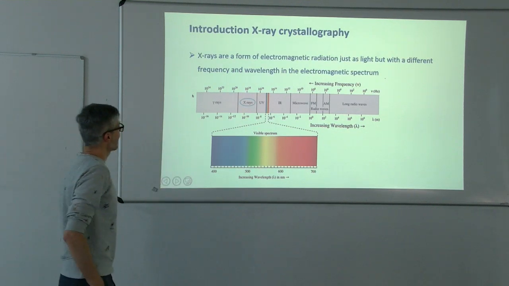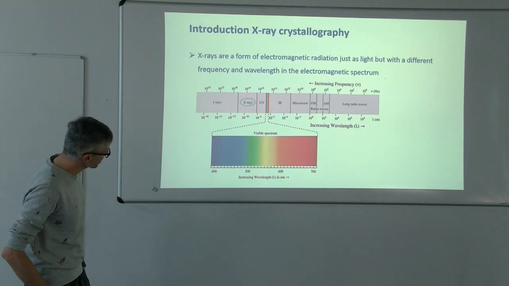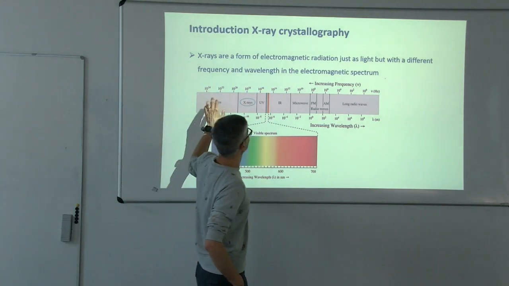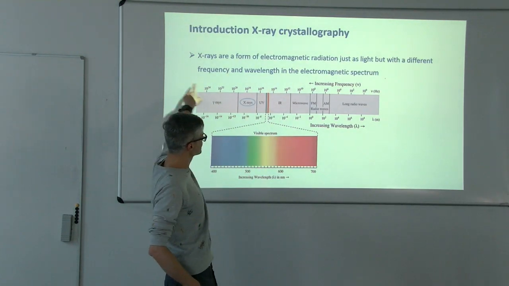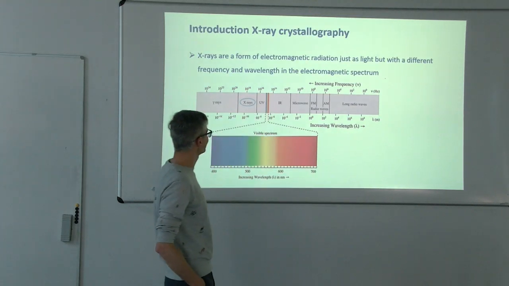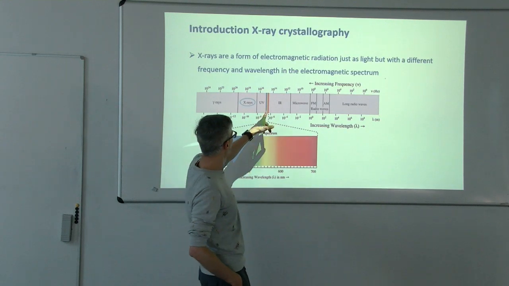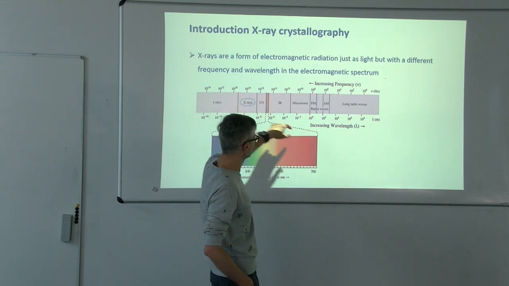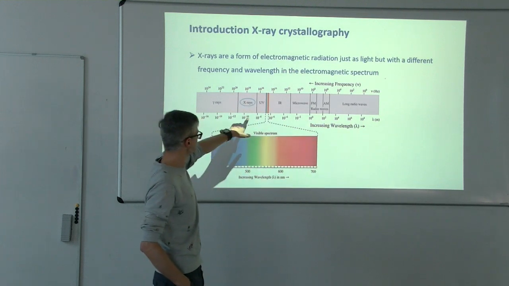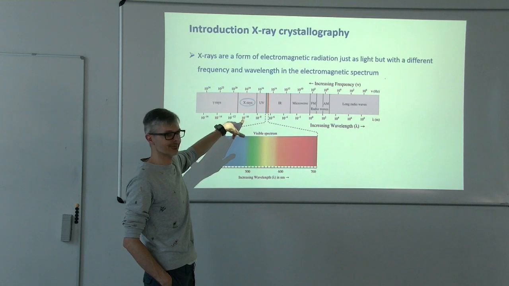Okay, now why do we use X-rays to visualize protein structures? This is the electromagnetic spectrum that you see here, with increasing frequency and increasing wavelength. I think you know the visible spectrum and the colors that we can see. Then you have the UV, and this is where you have the X-ray. And you have to look here, lambda in meters. How many meters do we have? 10 to the power of minus 10.